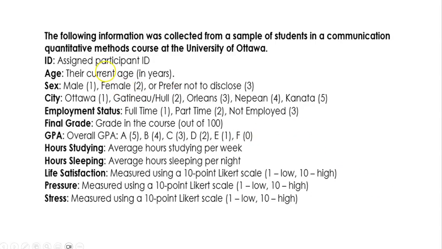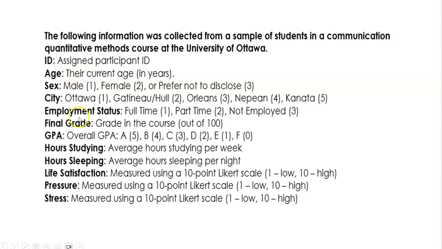So let's assume this is the information of your data set. That is about the variables. What is the characteristic of your variables? So age, that is a continuous variable. The gender, male, female, or another. So there are 3 categories. City, Ottawa, Gatineau, Orleans. Okay, so there are 5 kinds. Employment status, full-time, part-time, not employed. So all of those are categorical variables.